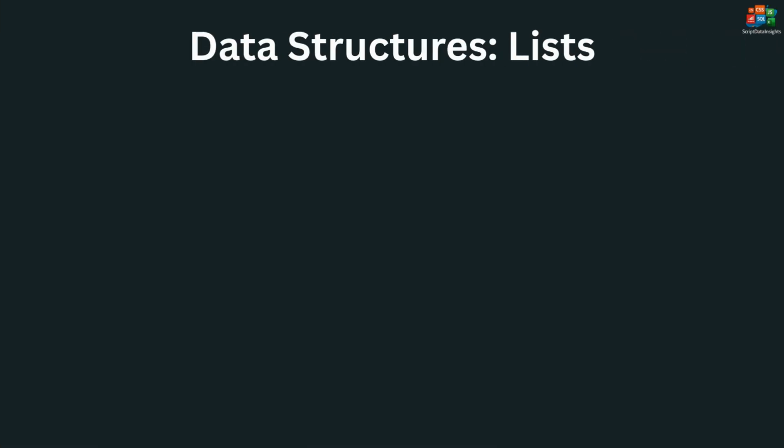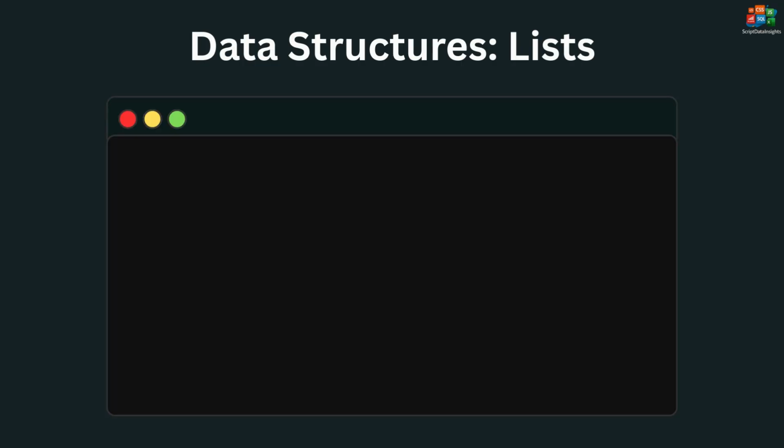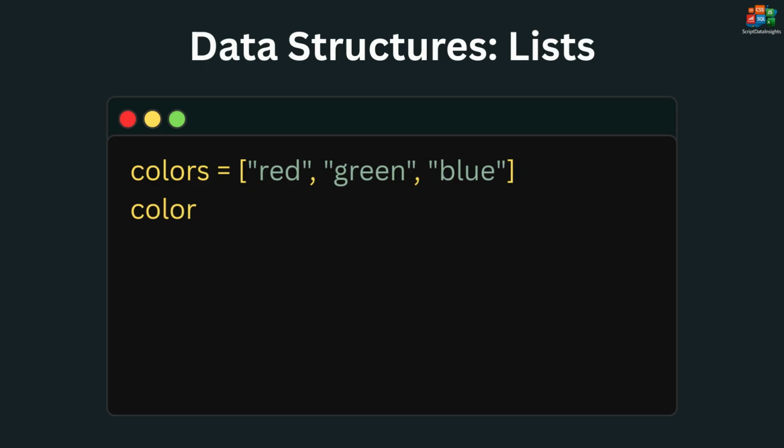An important type of data structure is called a list. A list is a simple way to store multiple values in a single variable. It's like a list of items on a grocery list. Here you can see a list of colors. Colors equals red, green, blue. We can access a specific item by its position, starting from 0. So colors[0] would give us red.